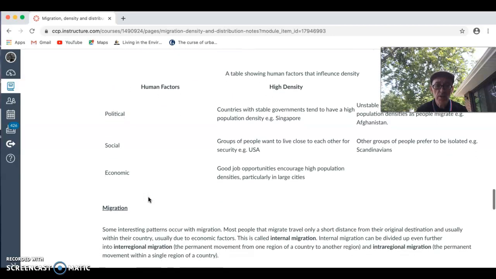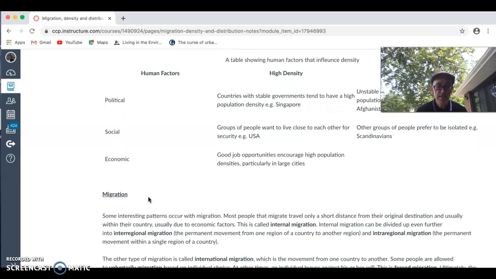Then we get into the next pattern. Where are people moving? You've got distribution, where people are, you've got density, a measurement, and then migration. How is it changing? People do not stay in the same place. There's a lot of migration.